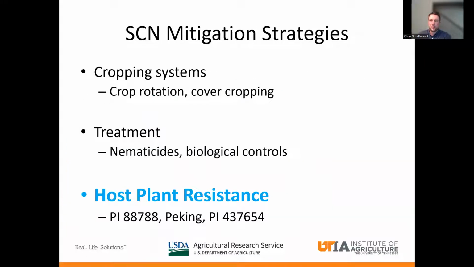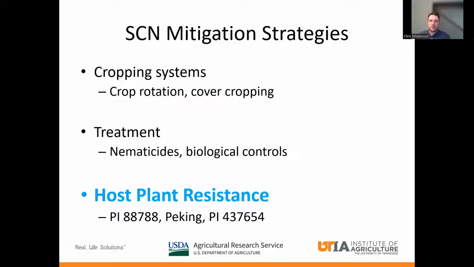So a few strategies for mitigating soybean cyst nematode include cropping systems, such as crop rotation, or using a non-host crop rotating with soybeans to lower the population levels. Fortunately, there are many non-host crops, such as corn, cotton, wheat, and rice, which can be used in this strategy. There's also cover cropping using a non-host crop, which can have some effect. And there are many available cover crop species which are non-host as well.